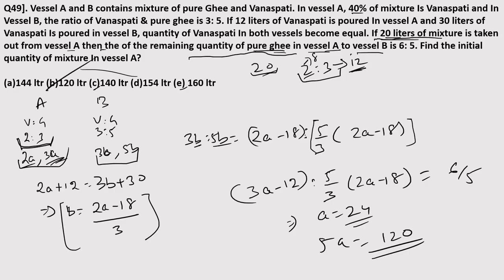The second way of solving this is by going through options. In vessel A, 2 is to 3 is the initial ratio, so it has to be a multiple of 5. Multiple of 5, you know this, has to be either this or this or this. Now just go according to the question and you will find the answer very easily. If you are unable to solve, then comment in the comment section and I will explain there. Now moving to the last question, question number 50.